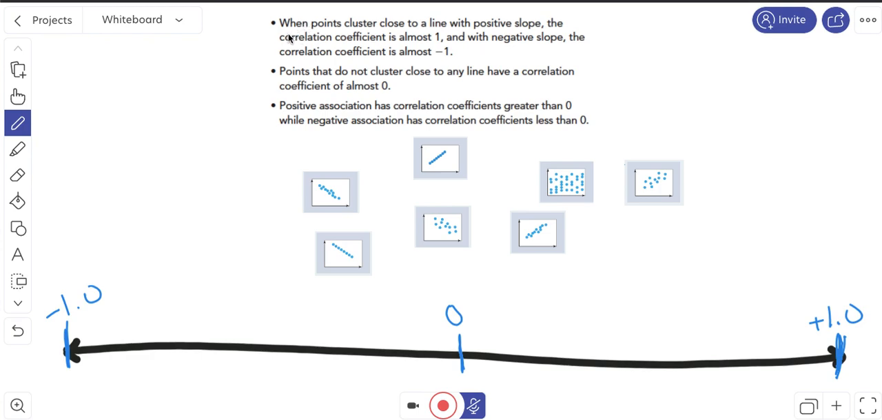4.3. When points cluster close to a line with a positive slope, the correlation coefficient is almost 1. And with a negative slope, the correlation coefficient is almost negative 1. So we're going to find some graphs that demonstrate this. When the points cluster close to a line with a positive slope, the correlation coefficient is almost 1, so it means this is a really strong relationship.